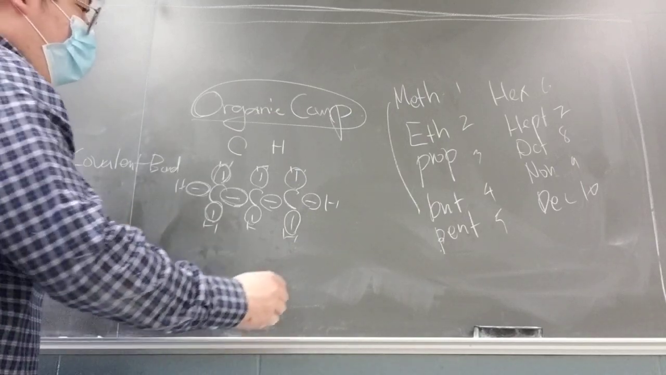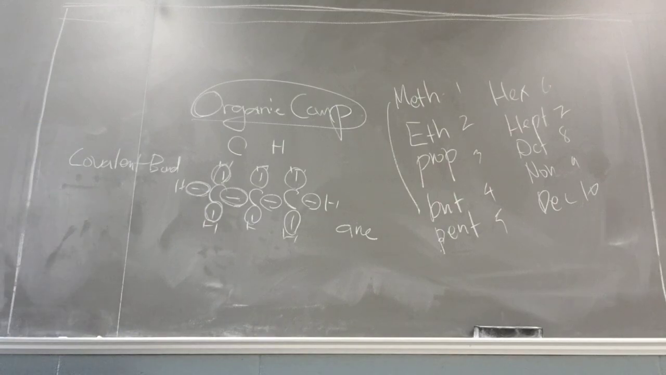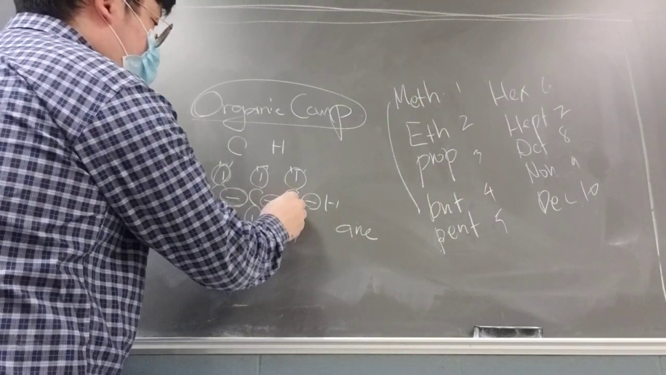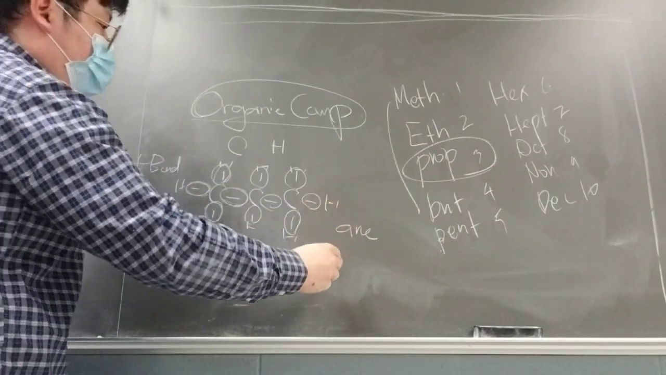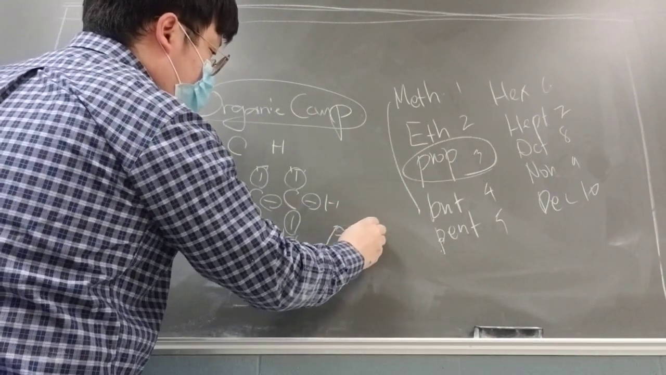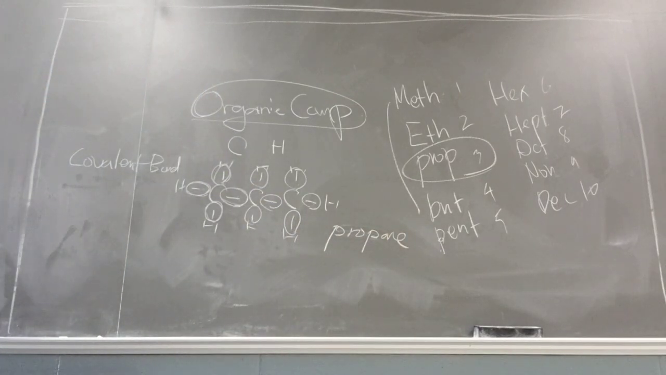You just need to put A and E at the end of your organic compound. So this one has 3 carbons, so this is a prop. But in all single bond, so it will be propane. That's it. That's propane. Okay, it's pretty easy, right?